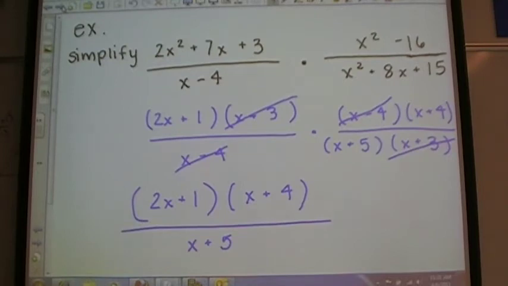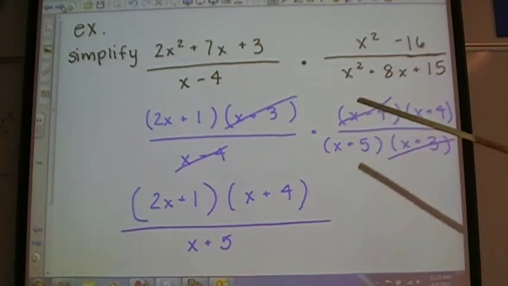Next problem. Simplify 2x squared plus 7x plus 3 over x minus 4 times x squared minus 16 over x squared plus 8x plus 15. And we do that. We also got to factor all those polynomials.